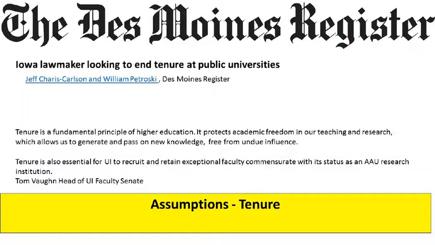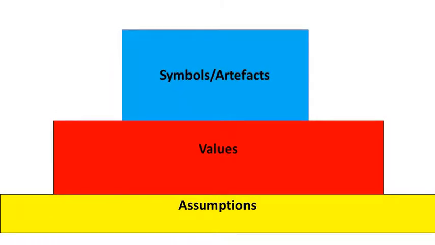An Iowa lawmaker just made us aware of some of our basic assumptions about tenure. An Iowa lawmaker has proposed ending tenure at public universities. If you look at the picture, you'll see part of a letter from Tom Vaughan, the head of the UI Faculty Senate, that was sent out to all faculty. This outlines some of the basic assumptions that we have about teaching. So again, I'm going to ask you to think about your organisation. How would you fill in the blanks?